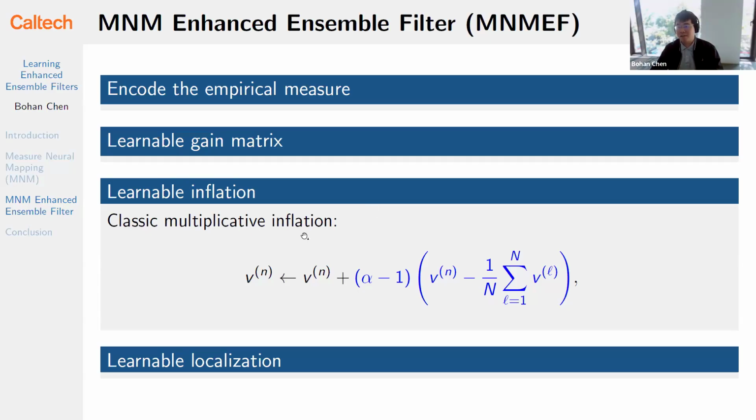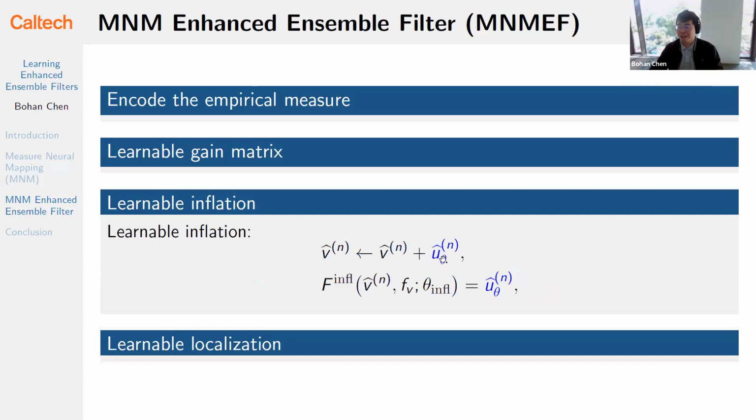The classic inflation works in this way. That is, it adjusts the state after the analysis step by some constant alpha greater than 1. The idea is that it wants to push each particle away from its mean. And here we replace this push-away term by a learnable term, U theta.